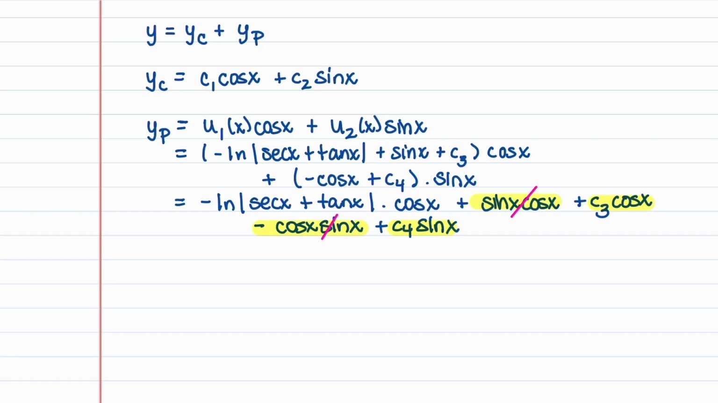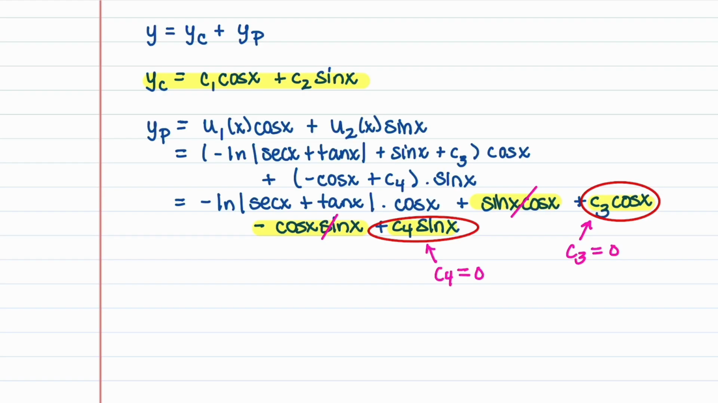If we look back up to the complementary solution right up here, C1 cosine plus C2 sine, you can see that this solution and this solution are just duplicates of those solutions. So they're not adding anything extra. Because of that, we can just let C3 be equal to 0 and C4 be equal to 0. And that's always going to happen. So from now on, when you do one of these problems and you're integrating, you don't have to add on the constant of integration.